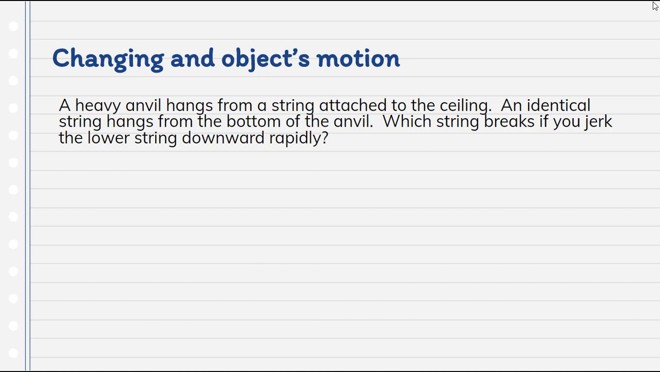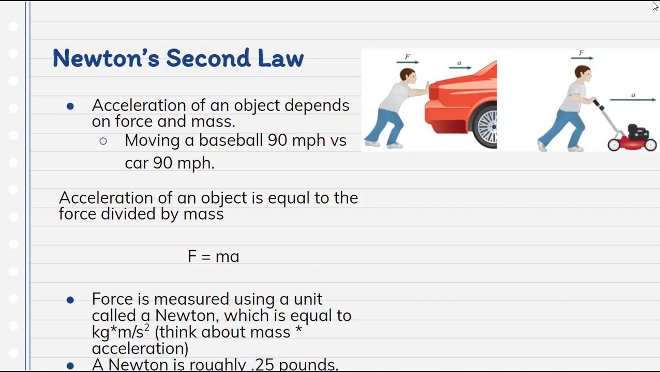Pulling slowly on the lower string, however, would cause the upper string to break instead. So if we were to jerk the string very rapidly downward, we would actually break the lower string rather than the upper string due to the inertia of the massive anvil. The inertia of the massive anvil, because it's so large, keeps it from responding relatively quickly.